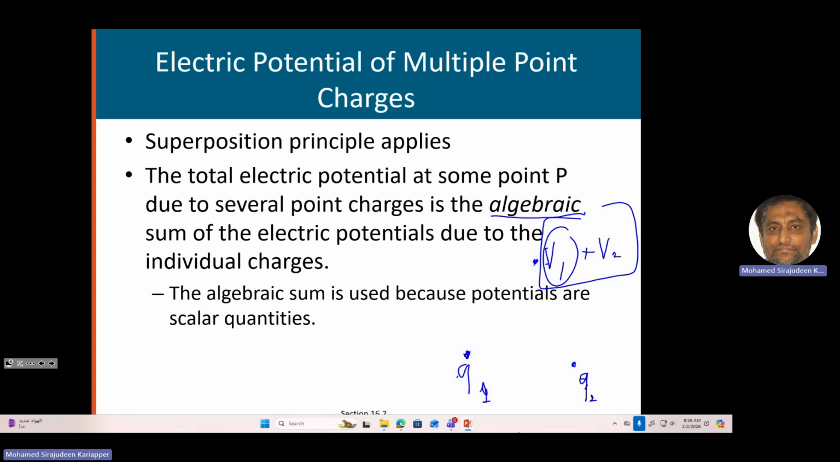But they are not vectors. They are not vectors, but they can have sign. So it's not vector addition because potential is not a vector. So it's a normal algebraic sum. I have to stress the algebraic, but remember to put the correct sign. They are not directions. It is just a scalar quantity with sign.